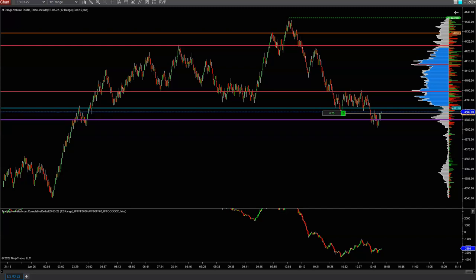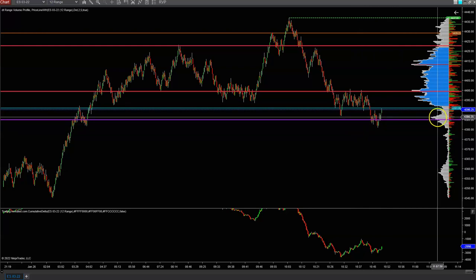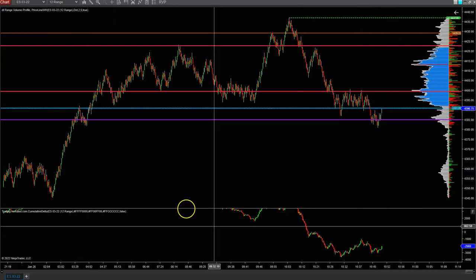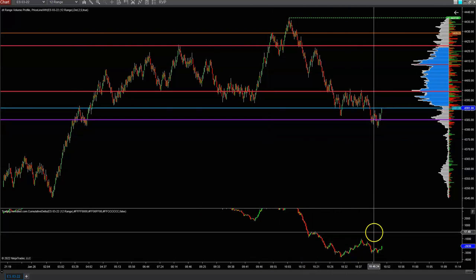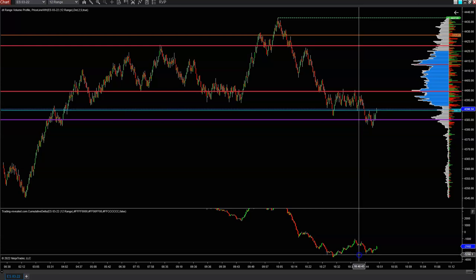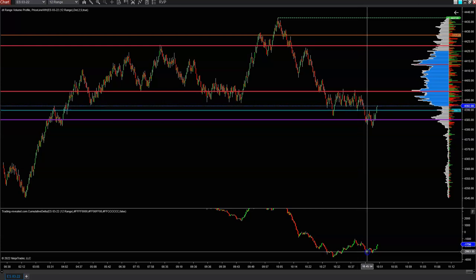Okay, I'm going long. All right, quick long rejection here off the high volume node right here. Price pulling back to an area of demand right here on the chart. Let's see what delta tells us. Delta does give us a little hint on this entry here.